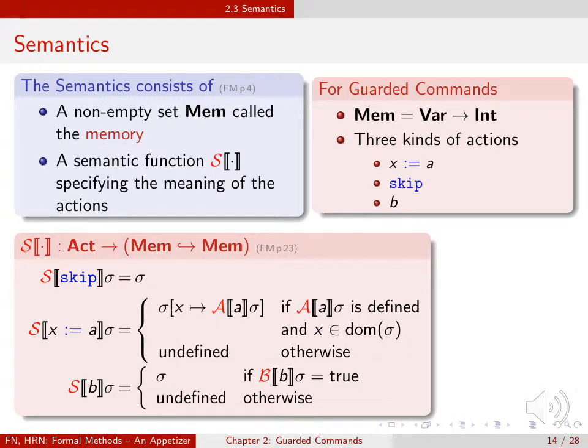The semantic function says that for skip, the start memory sigma is also the end memory. For assignment, it says that the end memory is the start memory modified such that x maps to the value of the arithmetic expression a in the starting memory sigma. If x is not known or the arithmetic expression is undefined, then the overall effect is undefined. For pass a Boolean expression, it says that the end memory is the same as the start memory if the condition is true. Otherwise, it is undefined.